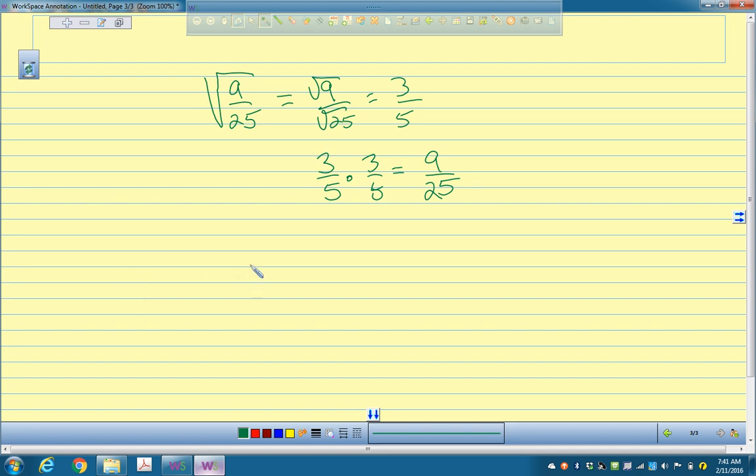Okay, so here we go. You try. Square root of 36/49.